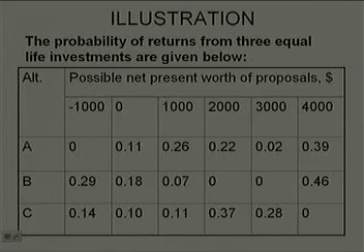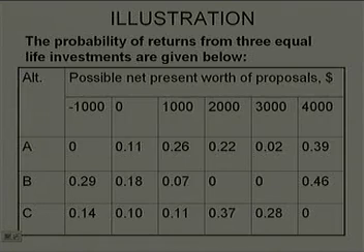Now we move on to a small numerical problem in which it is given that there are three investment options, three alternatives A, B and C, and the probability of returns from these three alternatives, which happens to be of equal life. It is given in the table. So, what is given? You are given that there are 3 alternatives A, B and C, and you are also given what could be the possible return and what could be the associated probabilities.